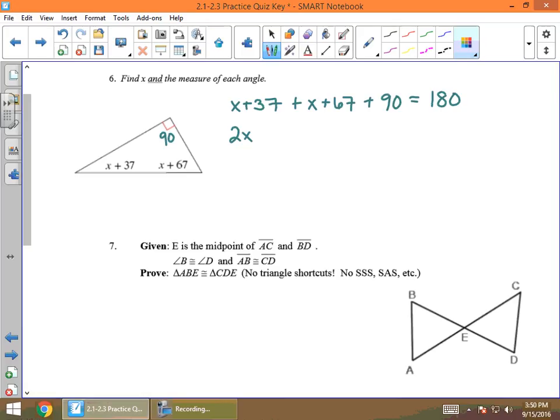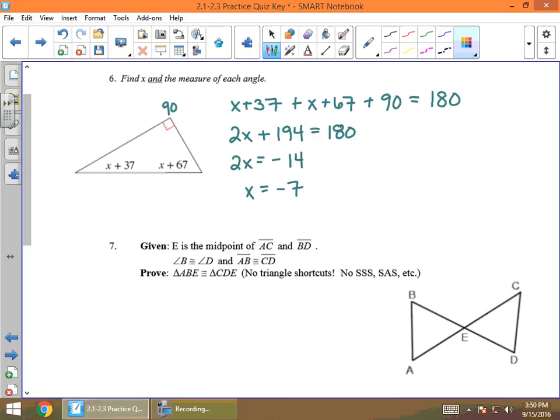37 plus 67 plus 90 is 194. And that equals 180. Subtract 194 on both sides. Gives you negative 14. Divide by 2, and X is negative 7. Now it wants us to find the measure of each angle, so I'm just going to plug X in.